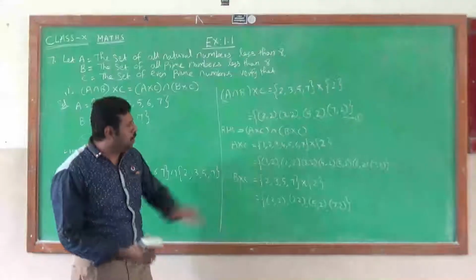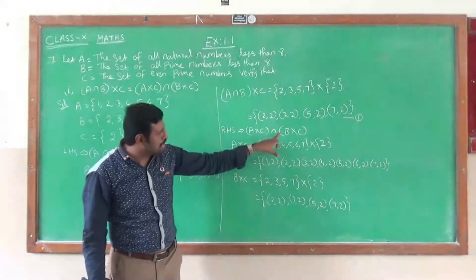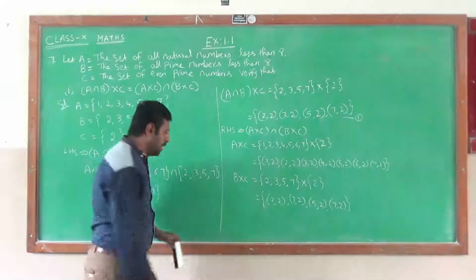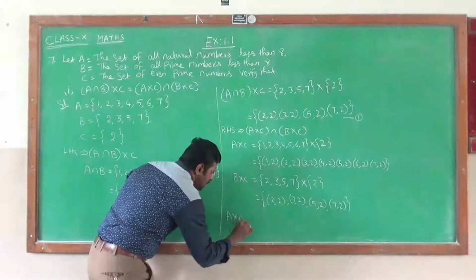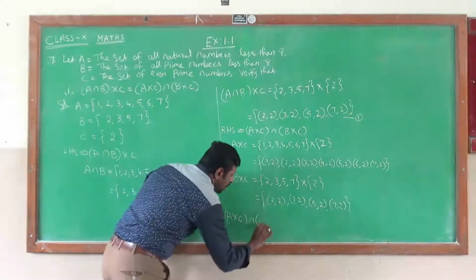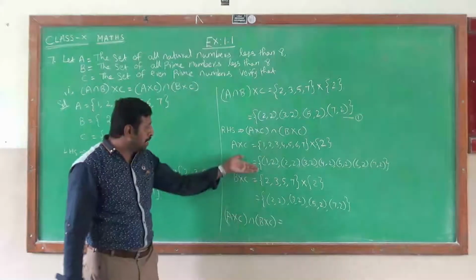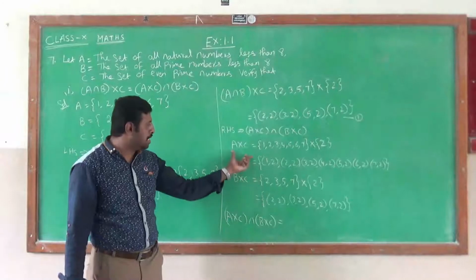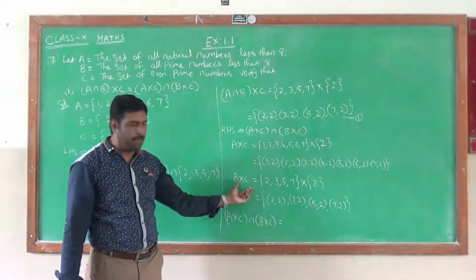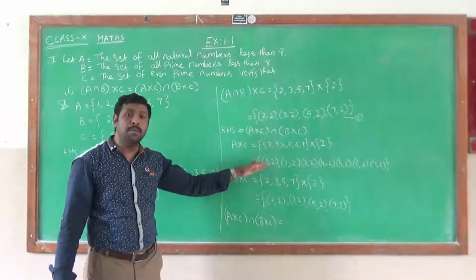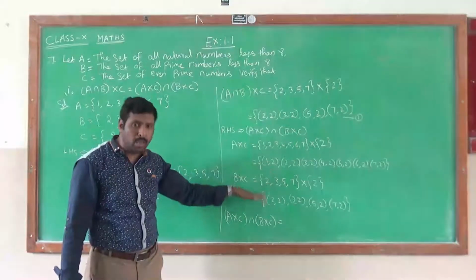Now we want to find out the A cross C intersection of B cross C. Here A cross C intersection of B cross C is equal to... Now compare the first and second set. A cross C is the first set, B cross C is the second set. Now we want to find only the common ordered pairs between the two sets.